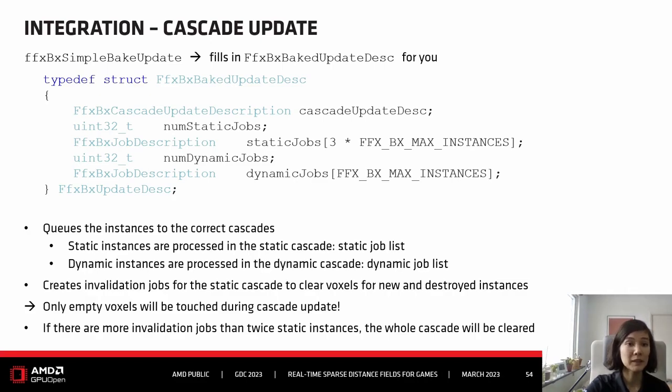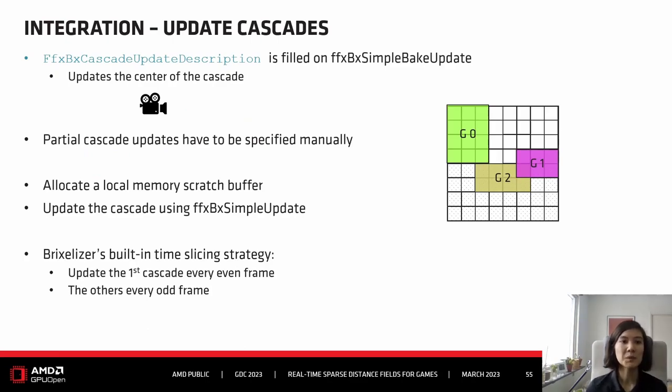This simple bake update does not only create the job lists, but it will also update the cascade update description for you, where it will populate it with the new center of the cascade. So the camera moves, you also want to move the cascades. And that's also what simple bake update does for you. What simple bake update does not do for you is if you only want to partially update the cascade. This needs to be done manually. If you want to know more, check out the official documentation for details.